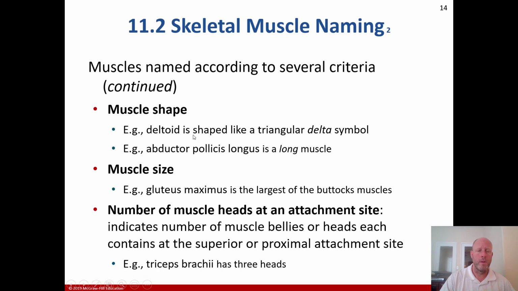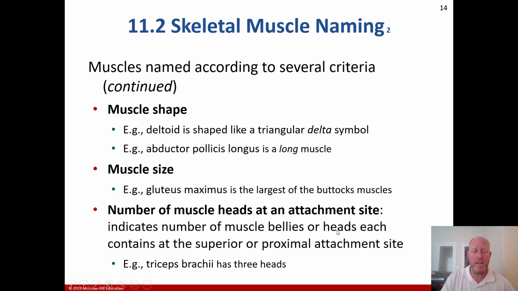Okay. Muscle shape. The deltoid is shaped like a triangular delta symbol, hence the name. The abductor pollicis longus is a long muscle, longus. Muscle size: gluteus maximus, larger, is as large as the buttocks muscles. You also have gluteus medius and gluteus minimus. By name, you can guess the size relative to each other.